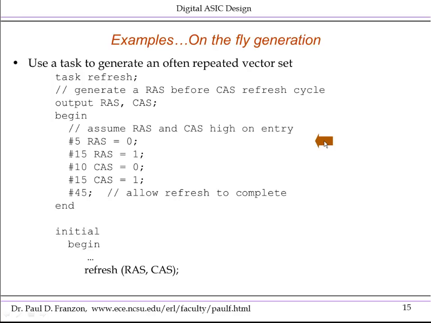What it's doing is performing a task that's quite common in this particular test fixture, and the code is simply cycling these RAS and CAS signals. So whenever you want to do a refresh in the test fixture, all you do is launch this task by calling it, refresh RAS and CAS.